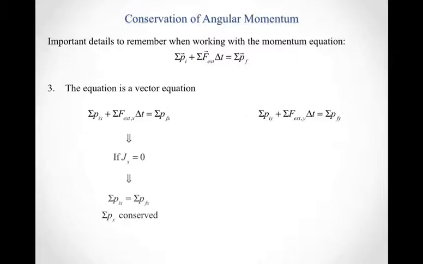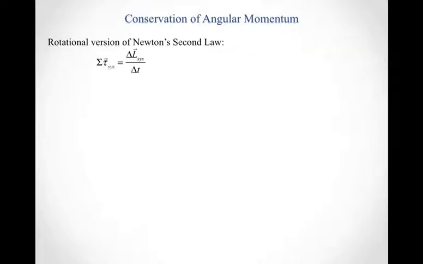And so for both of these equations, we still have this condition that says if the x component of the net external impulse is 0, then the x component of the linear momentum is conserved. Similarly, if the y component of the net external impulse is 0, then the y component of the linear momentum is conserved. This is how we set up conservation of linear momentum.